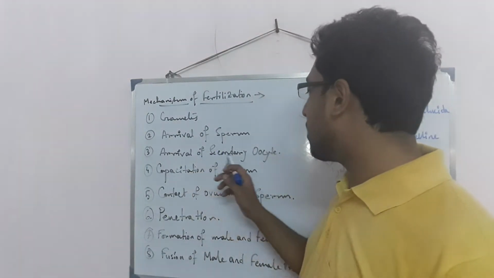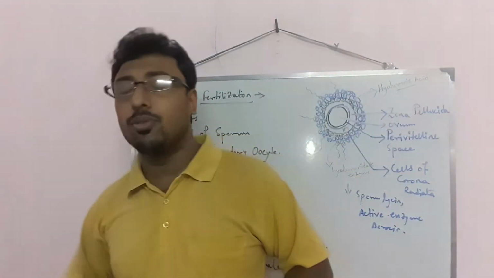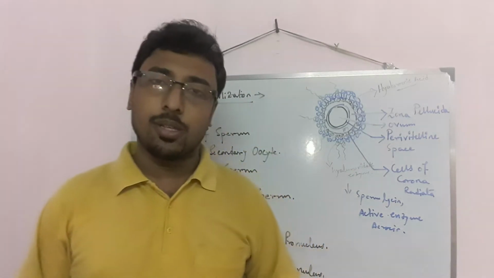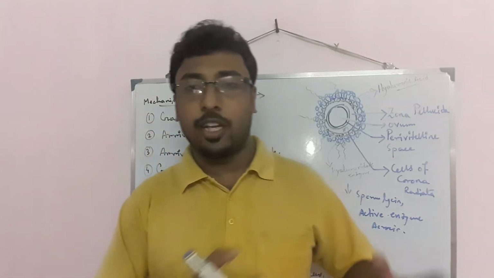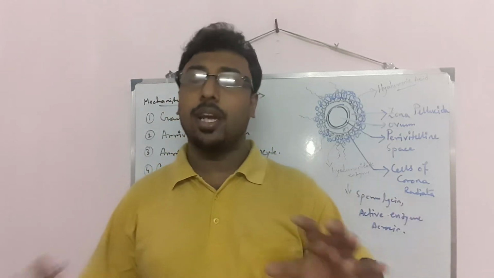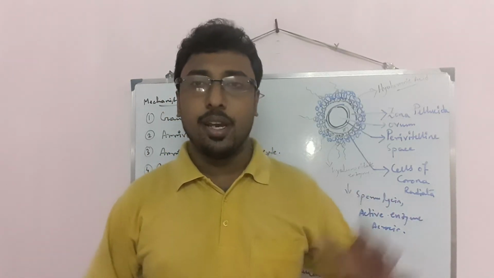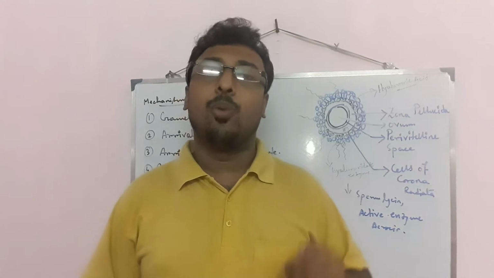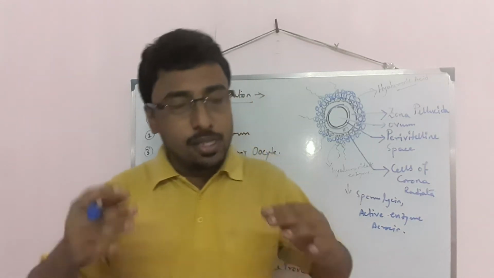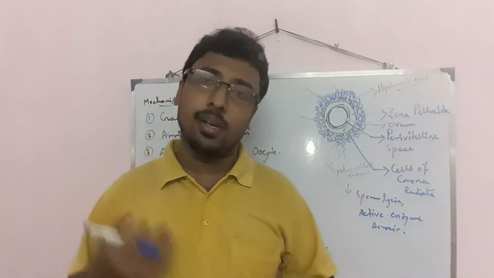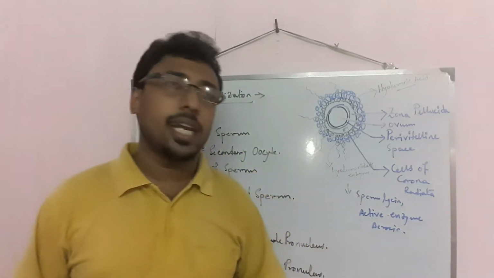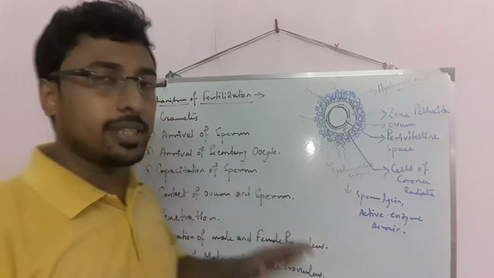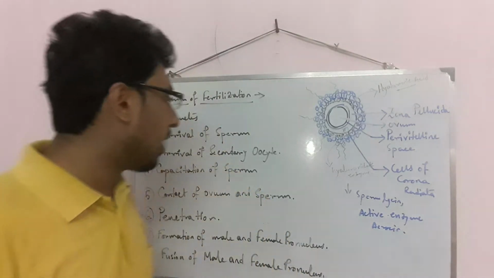Number 3, arrival of secondary oocyte. In the process of oogenesis, as I told you in the last class, there is formation of the secondary oocyte and polar bodies through various steps, and the secondary oocyte is what will ultimately be fertilized. From the primary oocyte, a polar body and a secondary oocyte will form. Similarly, from the secondary oocyte, by another division, another polar body will form. So the secondary oocyte is the main oocyte, and that is a very, very important thing for the process of fertilization.